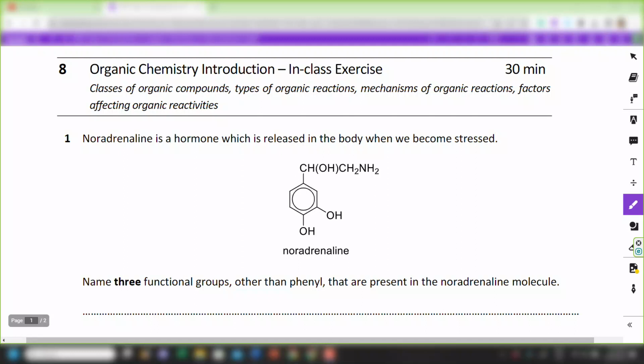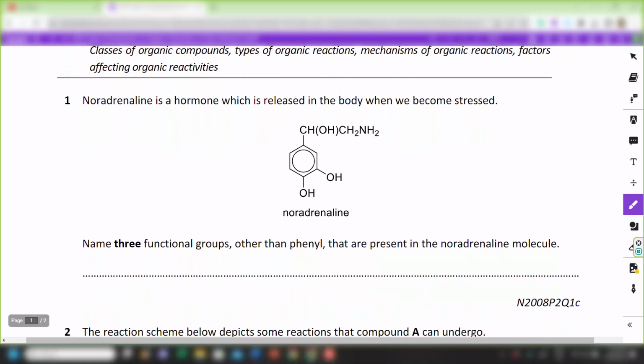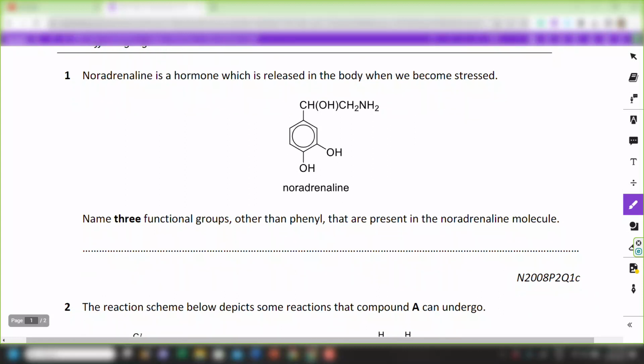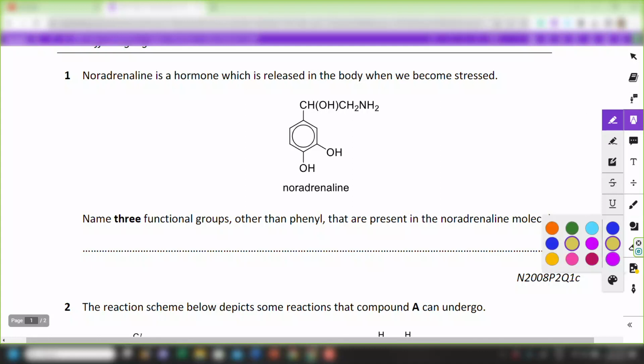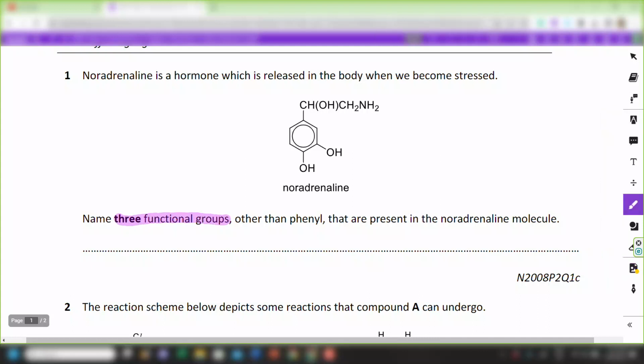So this particular streamlined version, I think it covers most of the things you need to know for introductory organic chem. Okay, so for question 1, you were told that you have this noradrenaline. It's a hormone released into the body when we become stressed. The question asks you to name 3 functional groups. So I'm going to highlight 3 functional groups. These are functional groups other than phenol. Very explicitly they say you cannot name phenol as one of the functional groups.